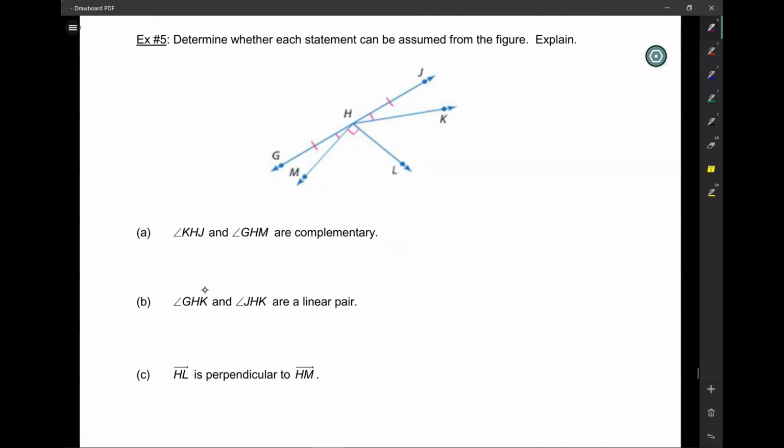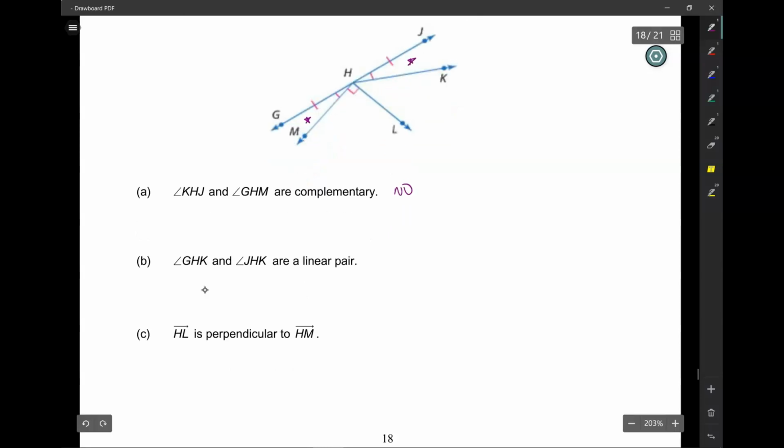So, note we have some congruent marks. That segment is congruent to that segment. Angles are congruent. We have a 90-degree mark there. Can we assume that KHJ, this one, and GHM, the two starred ones, are complementary? No. Complementary means they add up to 90. What do we know about them? That they are congruent.